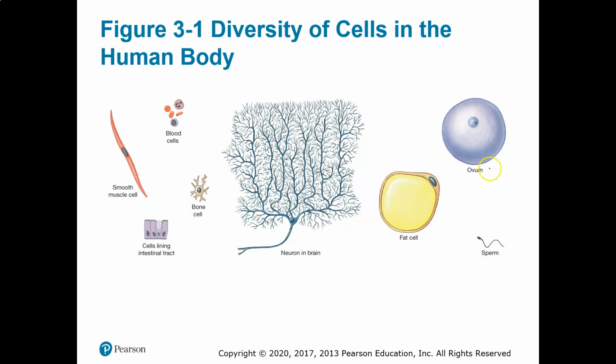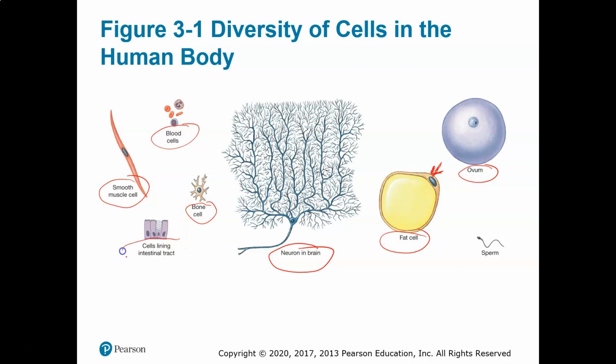This is an egg cell, or an ovum. This is a fat cell. As you can see, its function is to store fat. All that yellow is fat. The nucleus of the cell is actually squeezed up against the plasma membrane. A neuron has long branching structures for transmitting impulses. This is a bone cell. Blood cells are rounded. This is a smooth muscle cell, like you would find lining your blood vessels.